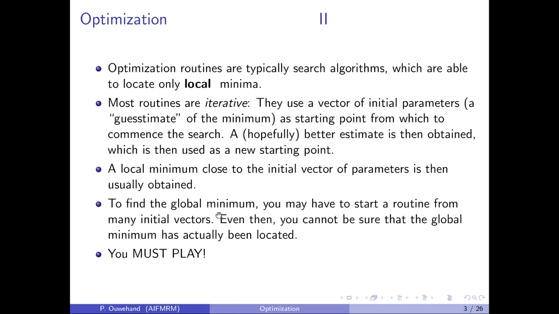To find a global minimum, you may have to start a routine from many initial vectors, many initial guesses, and even then you cannot be sure that the global minimum has actually been located. For functions of one variable, one can find the global minimum simply by graphing the function and looking where it is. But as soon as you have 3 or more variables, graphing the function becomes very difficult. It is therefore important to play around with many initial parameters to find what might be the global minimum.